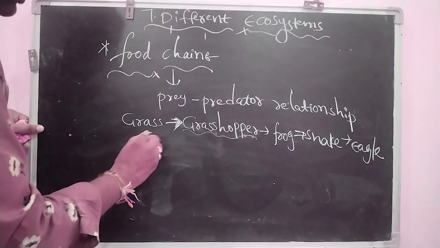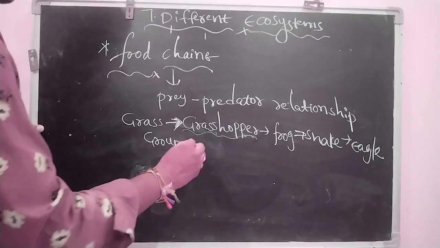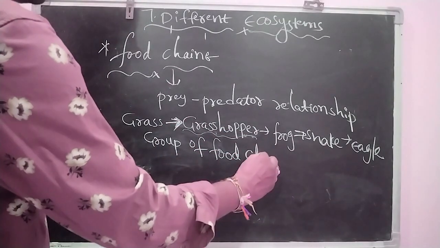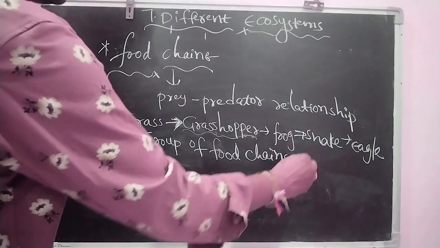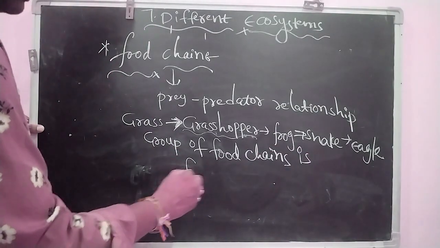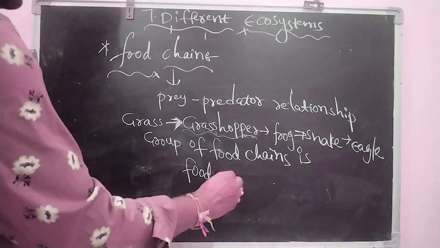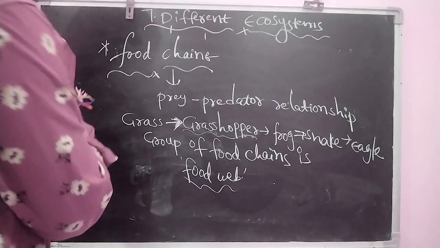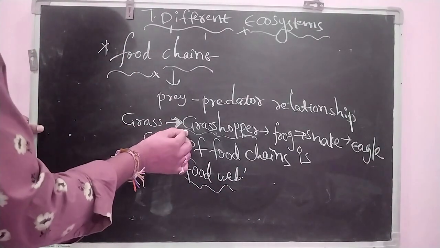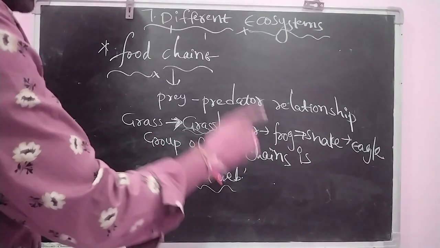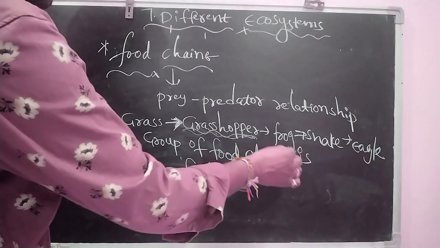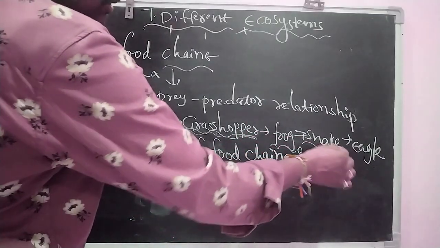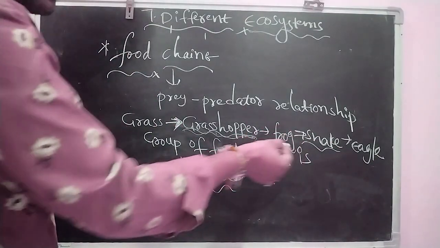And group of food chains is called food web. This is one single food chain, and there are many food chains. Group of food chains is nothing but food web. Why did the food web concept arise? That is the reason: one organism is not taking only one type of organism as food material.